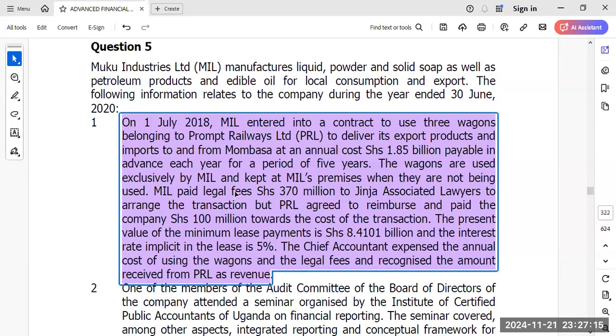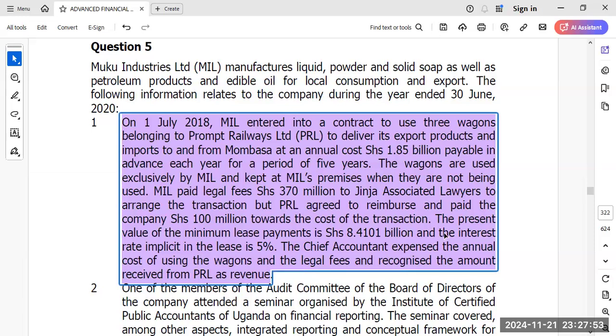MIL paid legal fees of 370 million to Ginger Associated Lawyers to arrange the transaction. So that is part of direct cost. But this company agreed to reimburse 100 million towards the cost of transaction, paid by PLO, this is the lessor. So you know this is like lease incentive. The present value of minimum lease payments is this.